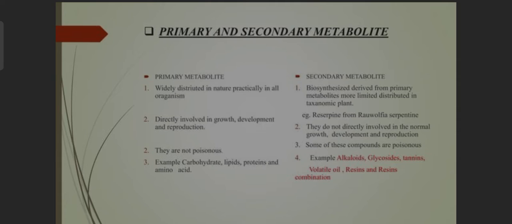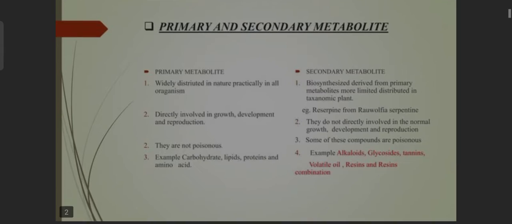Third, some of these compounds are poisonous. Fourth, examples are alkaloids, glycosides, tannins, volatile oils, resins, and resin combinations.